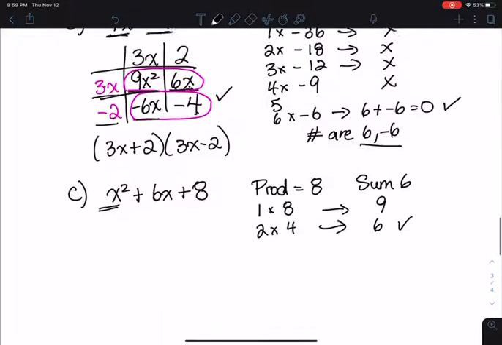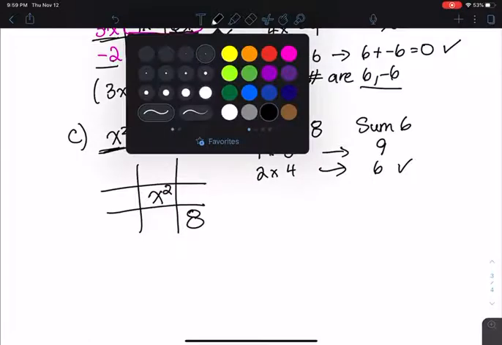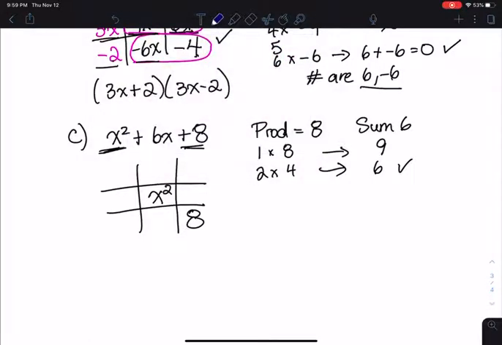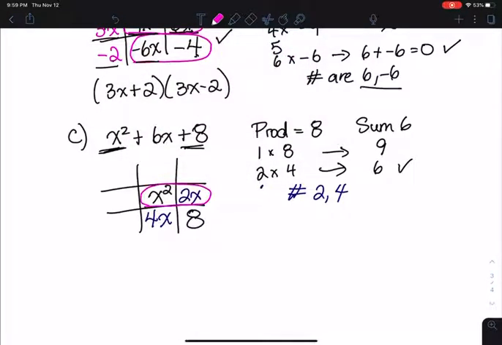It worked. So I'll make my chart. Tic-tac-toe. Middle box gets the x squared, the first term. Positive 8 goes in the bottom corner. Then my diagonal gets my numbers. What were they? Oh, I didn't write them down. Numbers are 2 and 4. So 2x and 4x. So I'm going to common factor the first row. x squared and 2x, the greatest common factor is x. 4x and 8, the greatest common factor is 4.